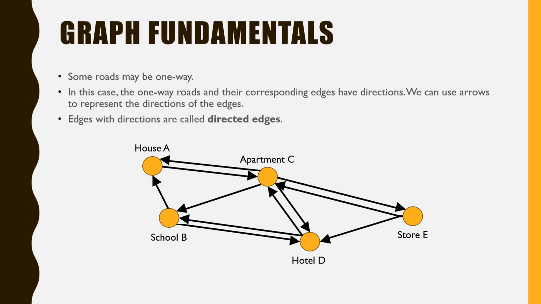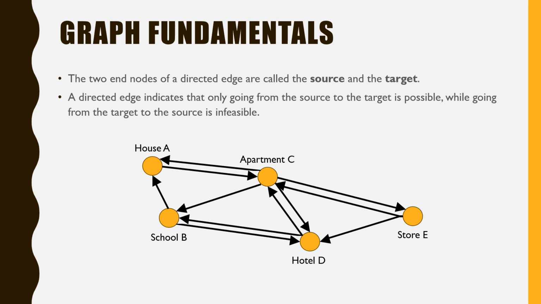However, some cities have one-way roads. In these cases, we need to specify the direction of each edge to reflect the one-way nature. For example, in the illustration here, arrows indicate the direction of travel for each edge. Edges with direction are called directed edges. A directed edge is unidirectional, meaning you can only travel from the beginning of the arrow to its end. For example, you can go from apartment C to school B, but not the other way around.